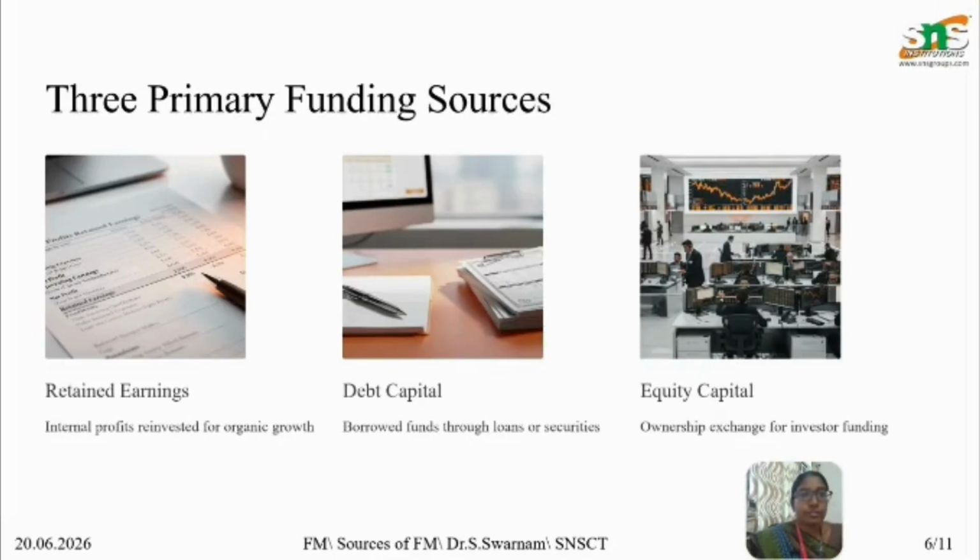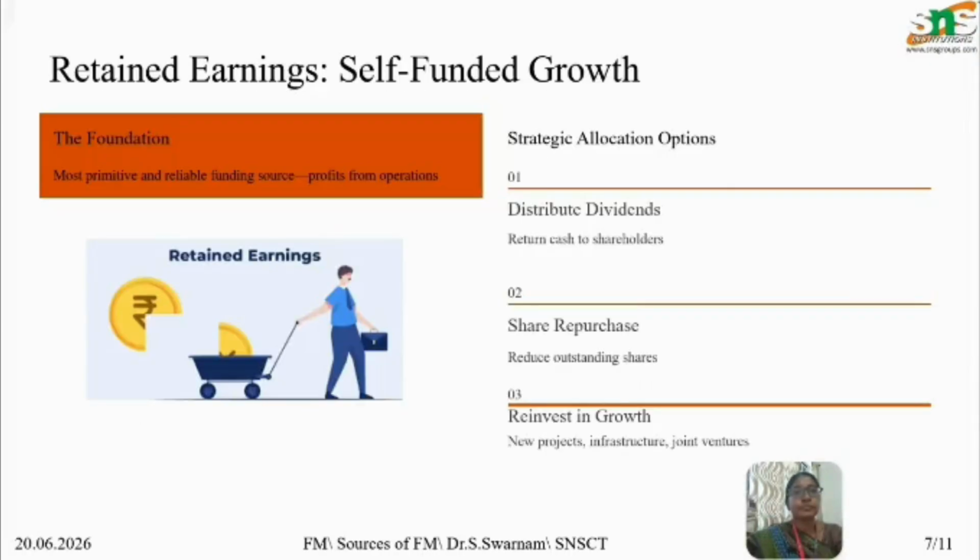We have many funding options or sources. We will see 3 primary funding sources in today's session. The first one is retained earnings, that is reinvesting their own profit. Then debt capital, that means borrowing money, and equity capital, that is ownership in exchange for investors' funding. These are the primary funding sources. We will see what each is all about, one by one.